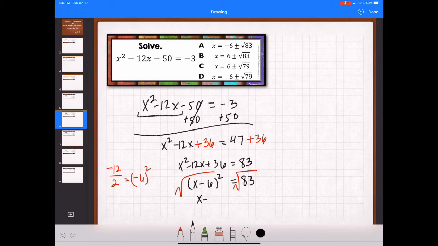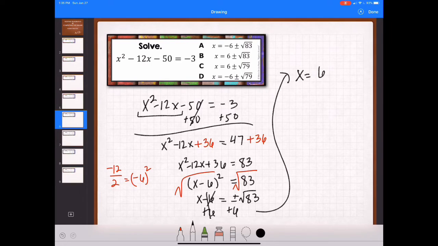So you'll have x minus 6 on the left side and positive or negative radical 83. Add 6 to continue solving. So you'll have x equals 6 plus or minus radical 83. And radical 83 cannot be simplified any further. So we're finished. So our answer is B.